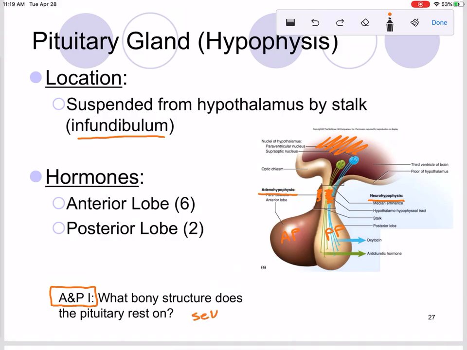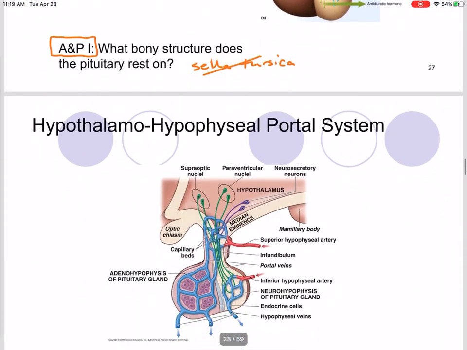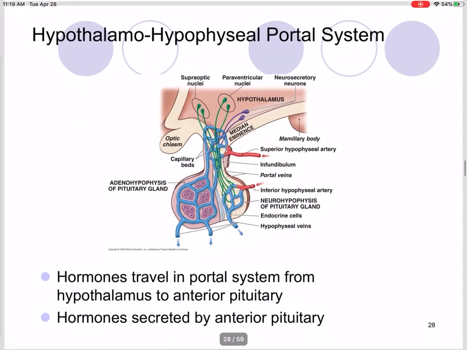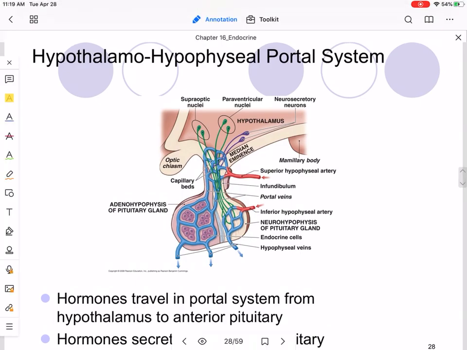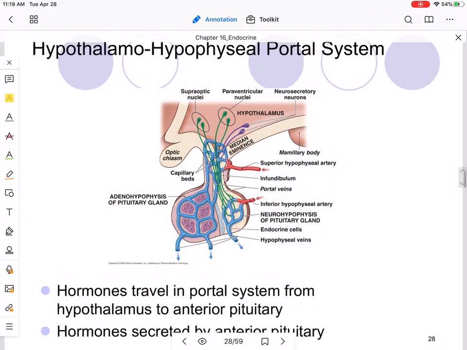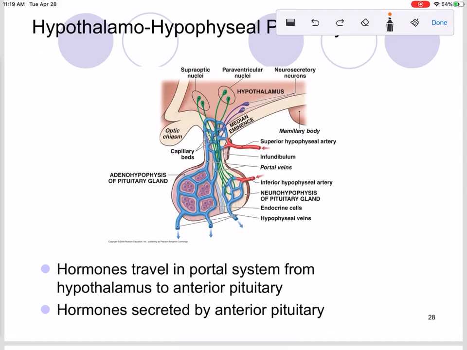You may remember from A&P 1, there was a structure on the ethmoid bone that the pituitary glands rest in. Oh yes, I know you all remember it. Sella turcica. That was a little depression that housed the pituitary glands to protect them. But this is not going to be on your exam.